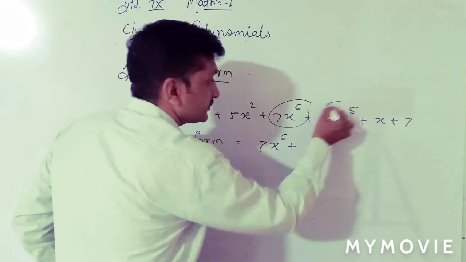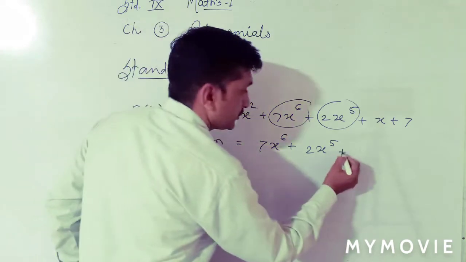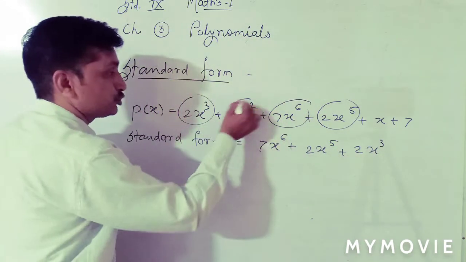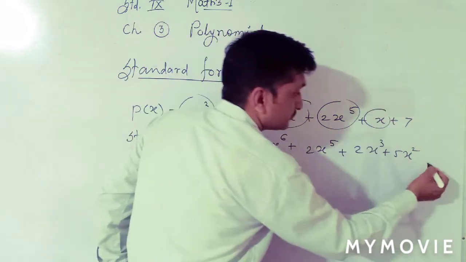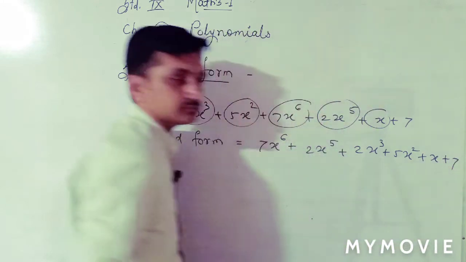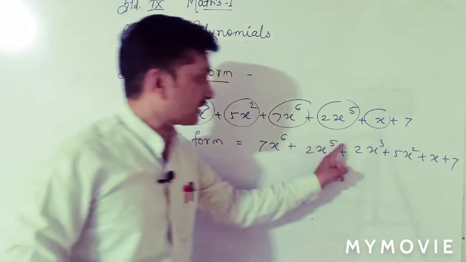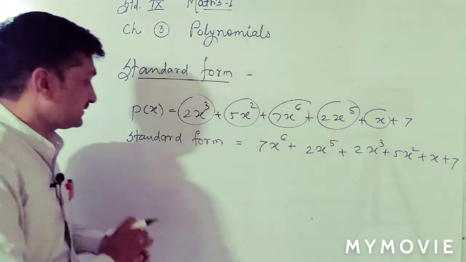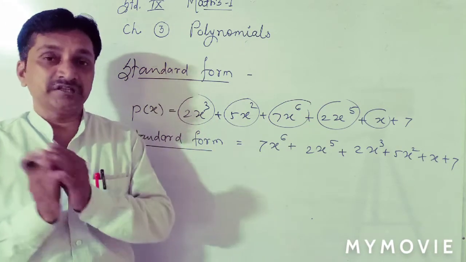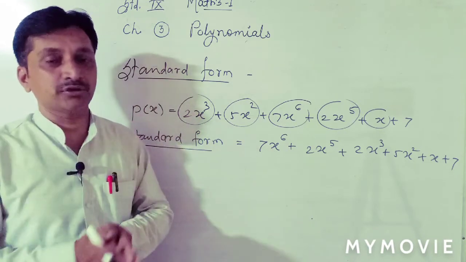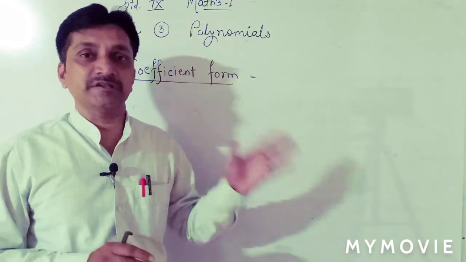After 6, what is the next power? 2x raised to 5. After 5, 3, plus 2x cube. After 3, power 2, plus 5x square. After that, 1 means only x, and last the constant. We have arranged the powers in descending order: 6, 5, 3, 2, 1, 0, and this is the standard form. In short, standard form means arrangement of the powers in descending order.